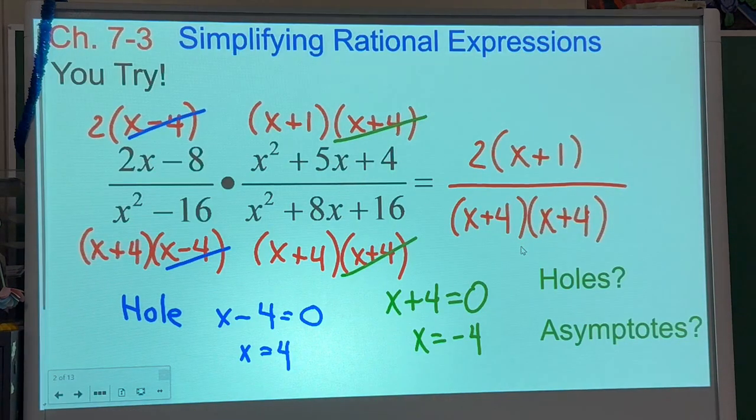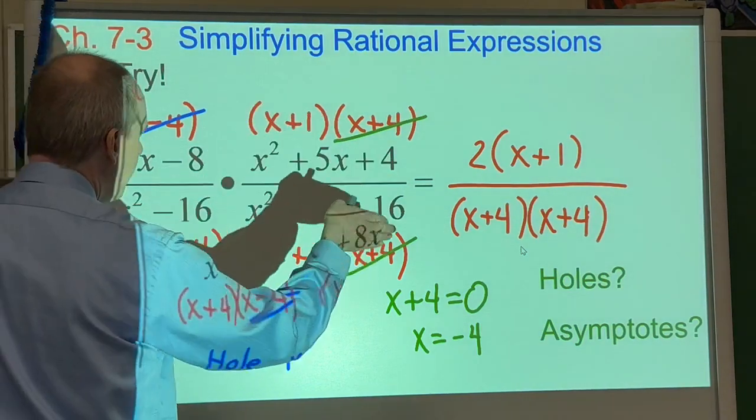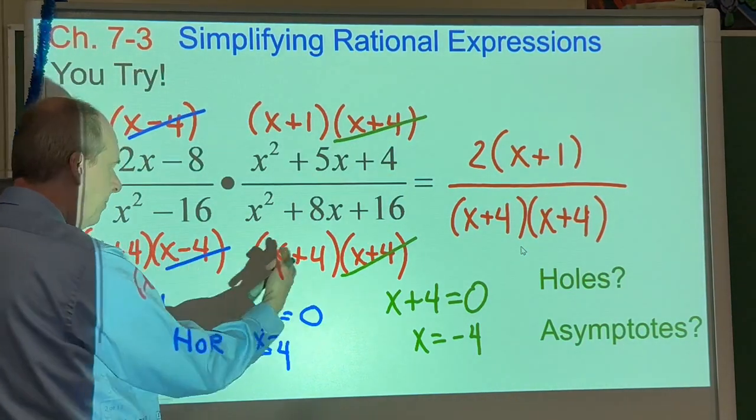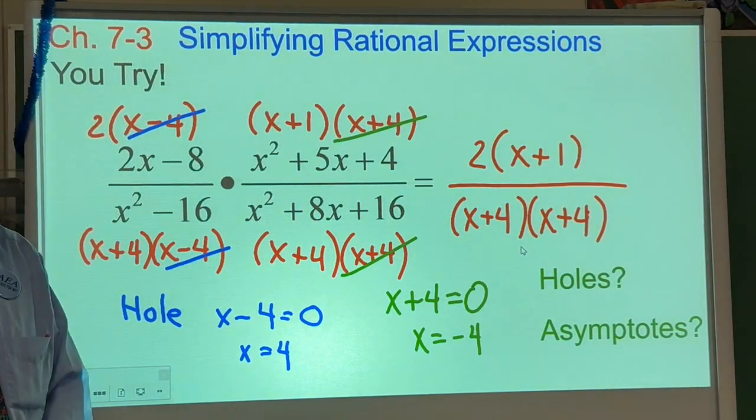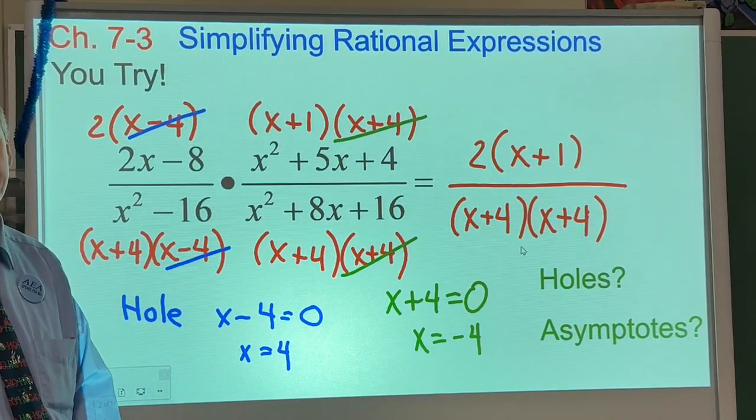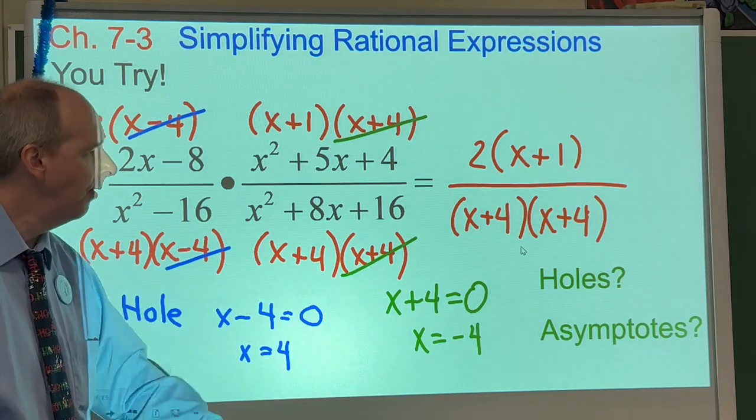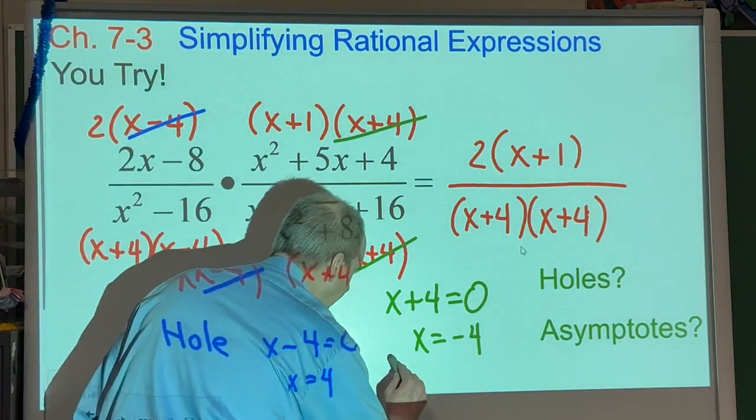So the lesson here is that when you have something that looks like it might be a hole, but it could also be an asymptote, I guess the asymptote is stronger than the hole. This is not a hole, it's a vertical asymptote.